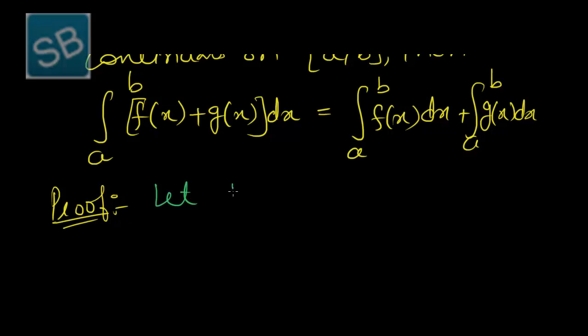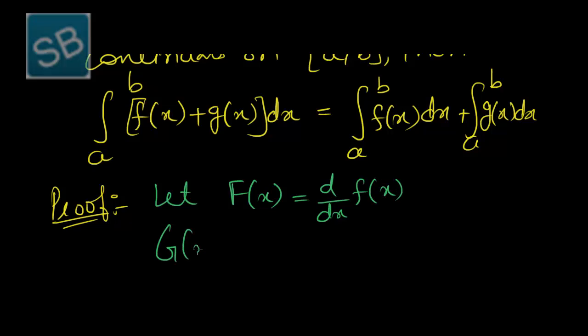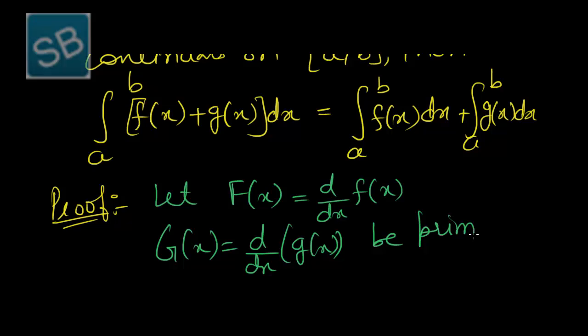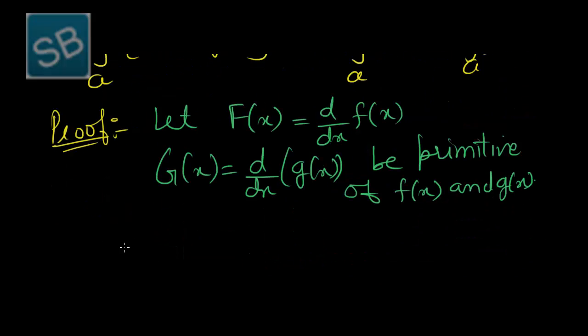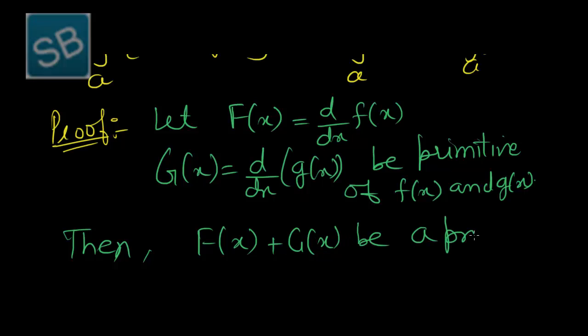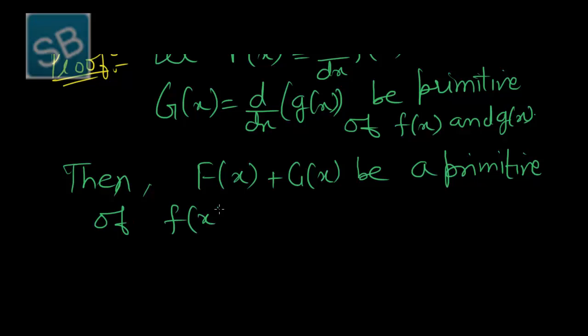Let capital F of x, the derivative of which is small f of x, and capital G of x, the derivative of which is small g of x, be primitives of f of x and g of x. As capital F and capital G are the primitives of small f and small g, then the sum capital F of x plus capital G of x is a primitive of small f of x plus g of x.